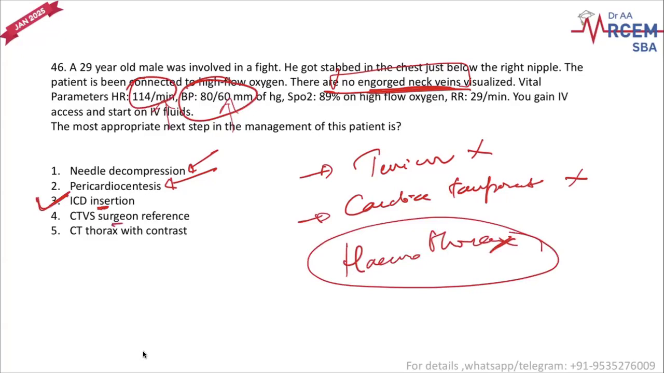Later on, the patient will require CTVS surgeon reference. That is a later stage, and might require a CT scan also later once the patient is stabilized. So the right answer is the third one. CTVS surgeon is not the next step. The next step is to place the ICD. CTVS surgeons will be involved at a later step. They may not even operate. They might just manage this patient conservatively. If it is continuous, that is, a massive hemothorax is present, they might operate on the patient.